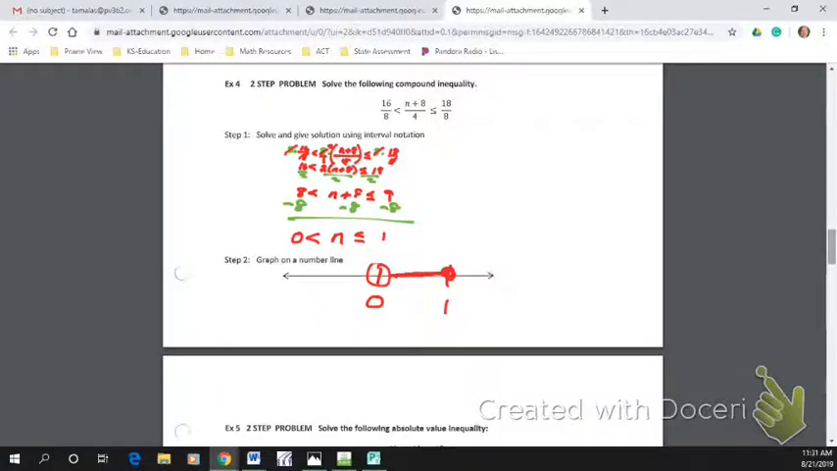Okay, so now I need to write that in interval notation. What would that look like in interval notation? Parentheses 0, comma 1, bracket. Does that make sense? Everybody okay with that? All right, that's as far as we're probably going to get for today.